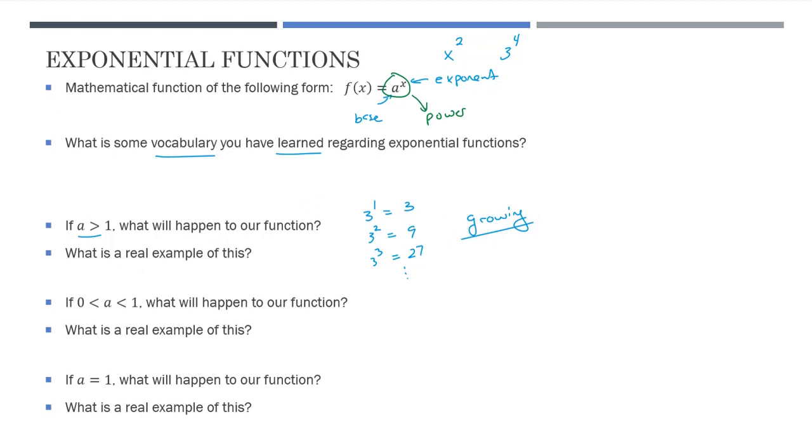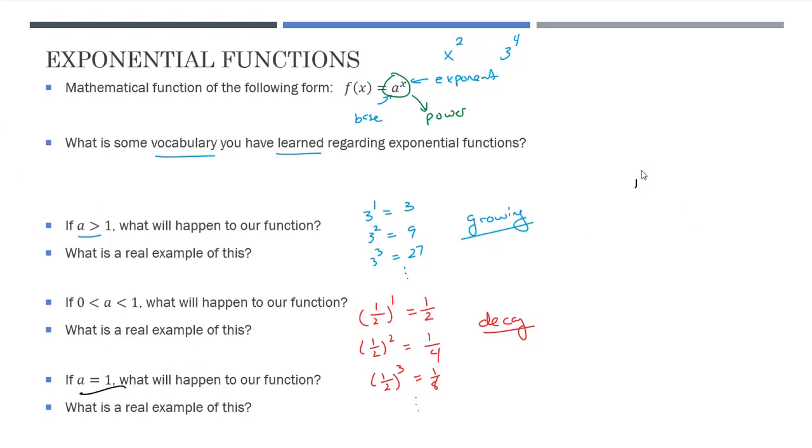Well, what if a is between 0 and 1? A nice easy number is 1/2. So 1/2 to the power of 1 is 1/2. 1/2 to the power of 2 is 1/4. And 1/2 to the power of 3 is 1/8. And that continues. So we're seeing a decrease by half each time, and again, that's based on what our base is. If this was 1/4, it would be going down a quarter each time. And we call this decay. We're decaying.